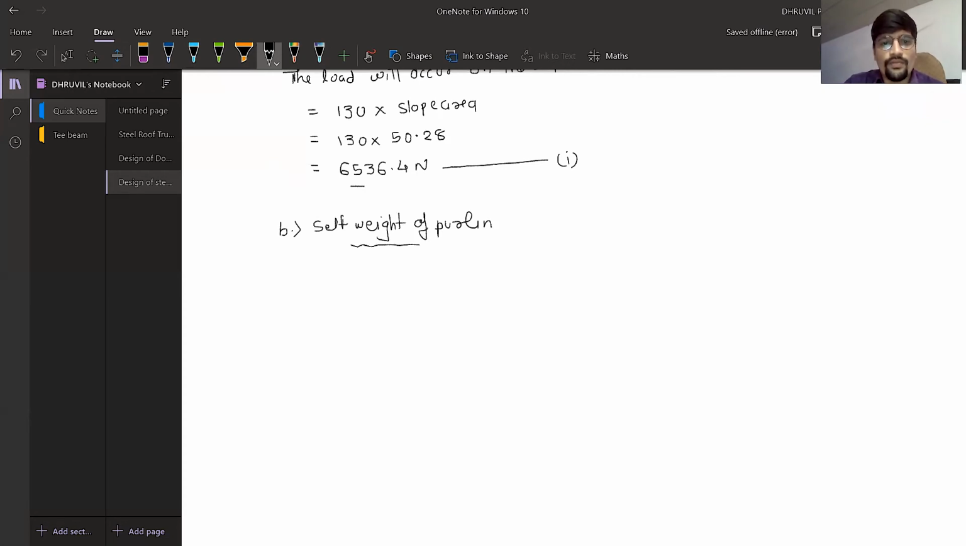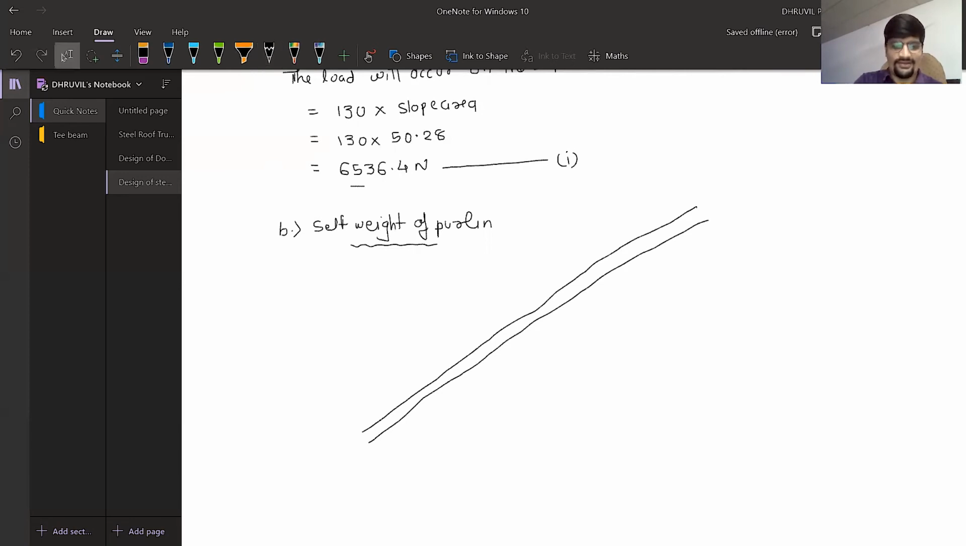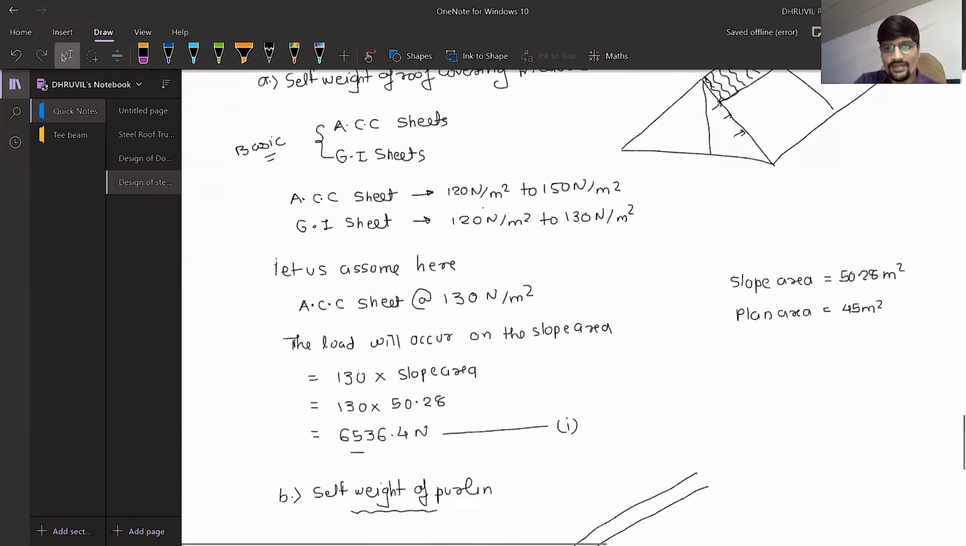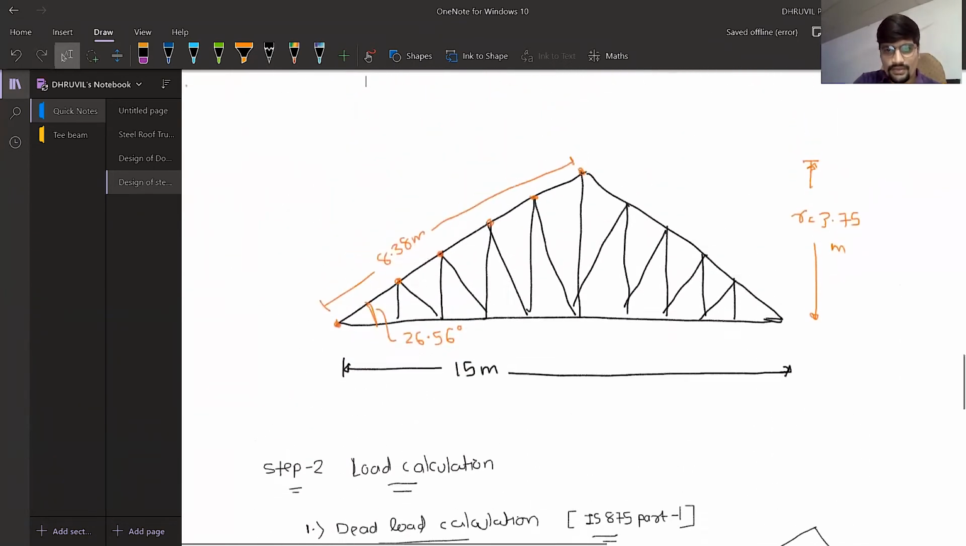Okay, so the first question arises: where do the purlins come? Let me help you understand by drawing some geometry. If this is the roof truss, I'm zooming in on some portion of the roof truss with my drawing skill. I hope you like my drawing. I can do better drawing. Okay, I'm zooming in on this much portion.